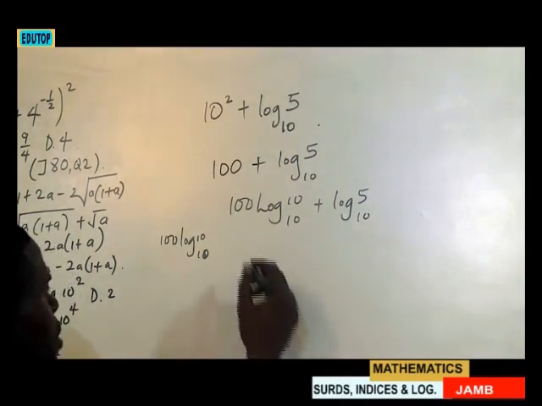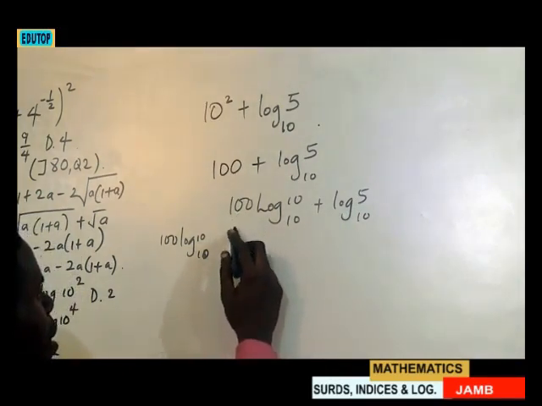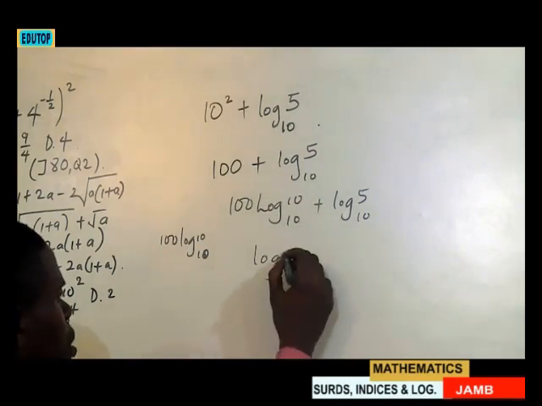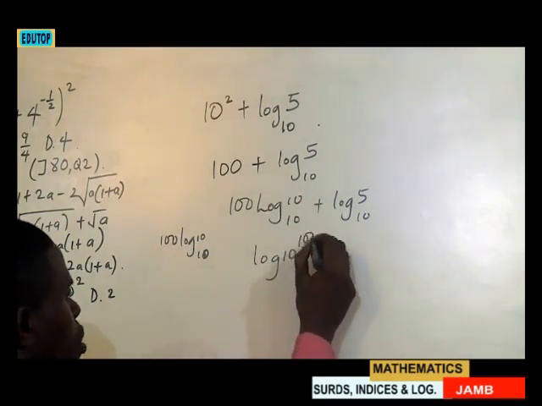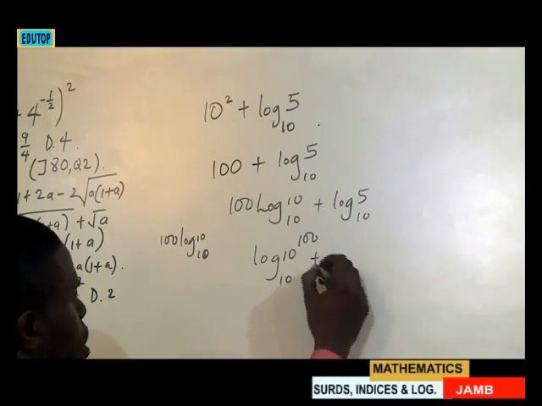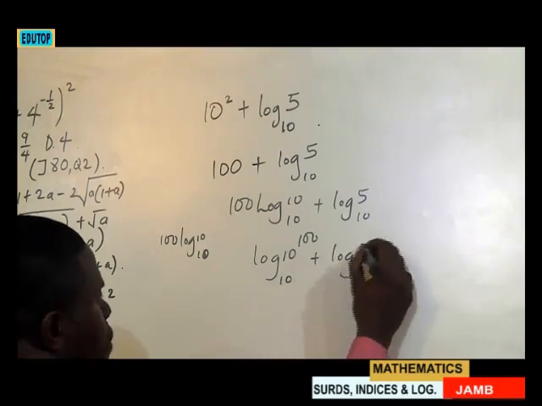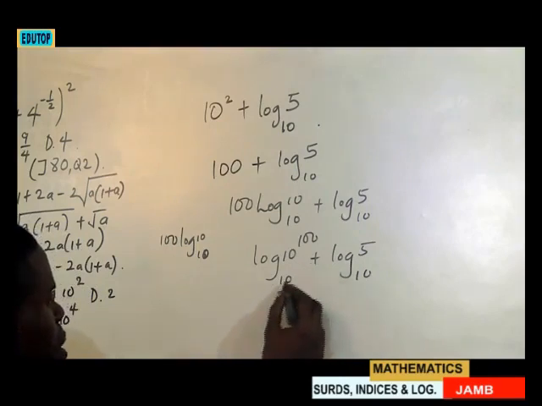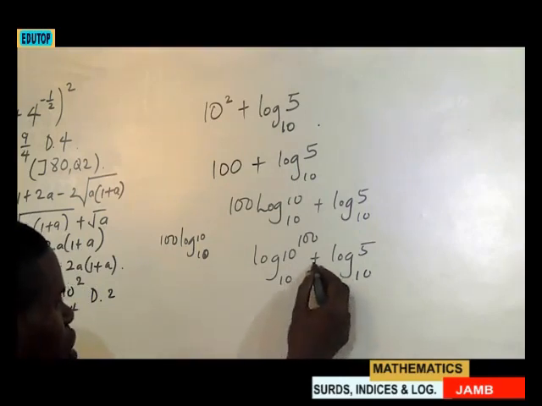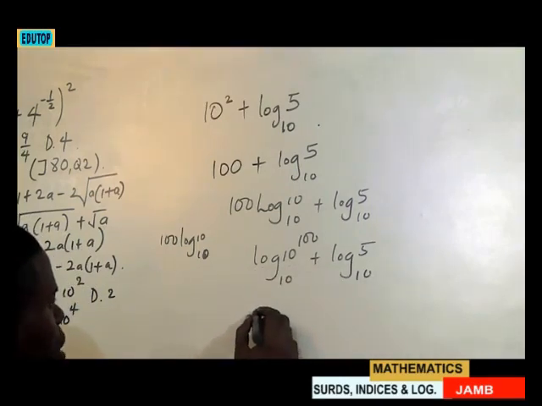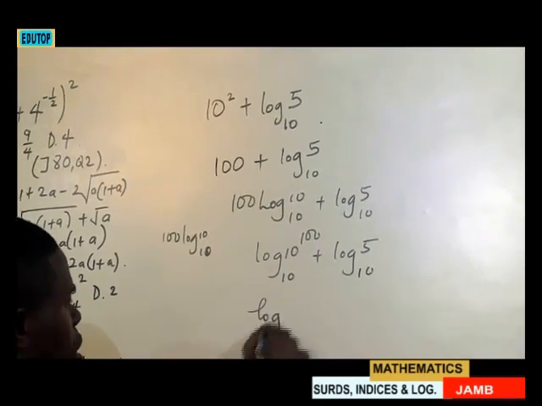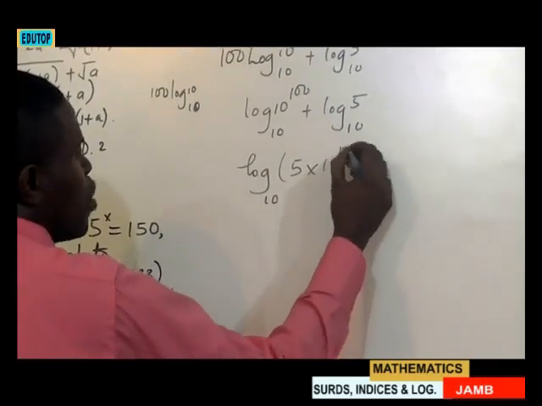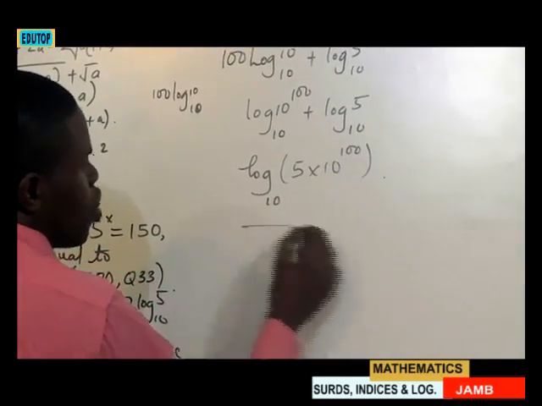So what do I do next? Then I transfer this to this side. So I have log 10 raised to power 100 is 10 plus log 5 is 10. So what is the next thing? Log of the same base, and there is addition, so you can multiply them. So you have log to base 10 of 5 times 10 raised to power 100. So this is what you have.